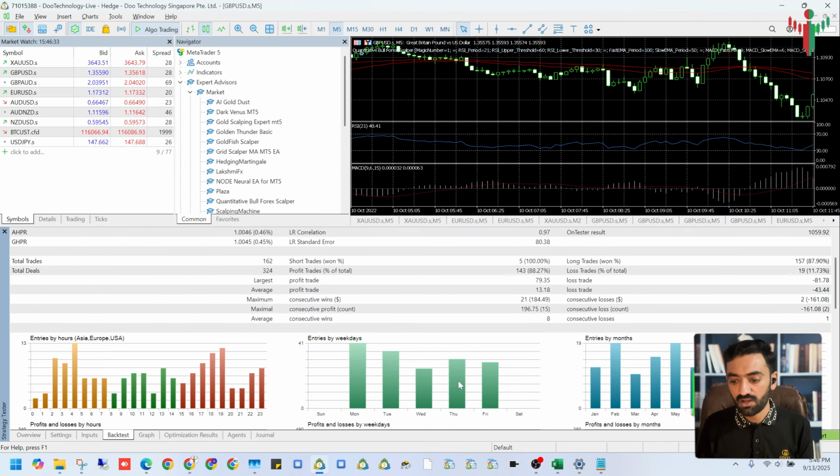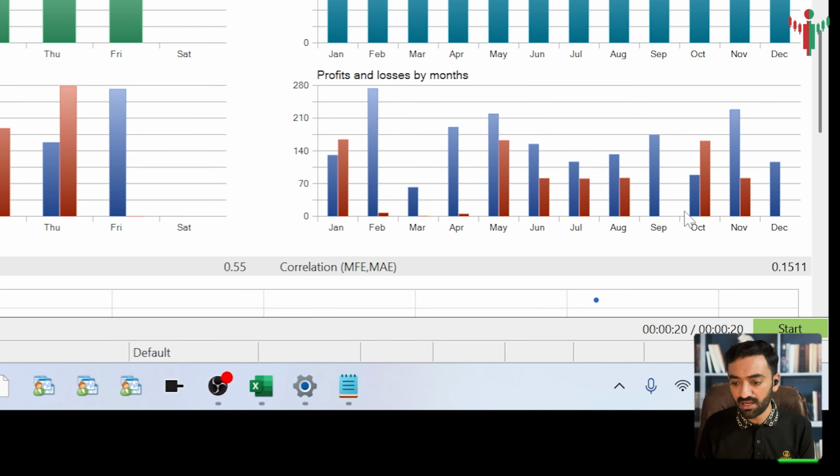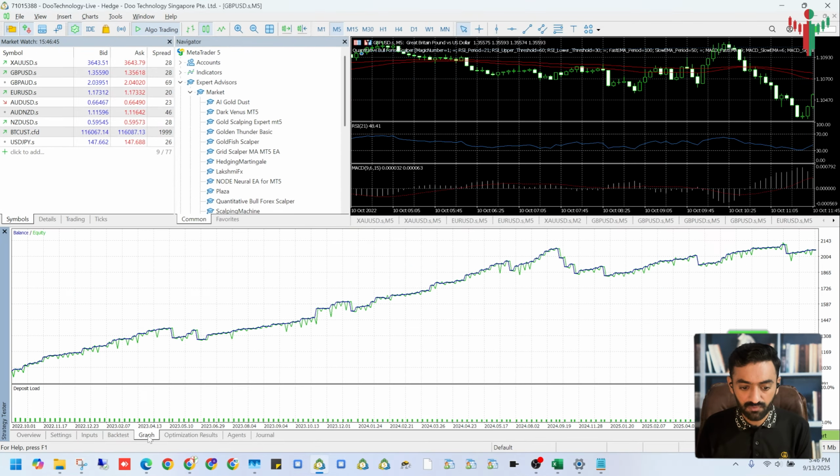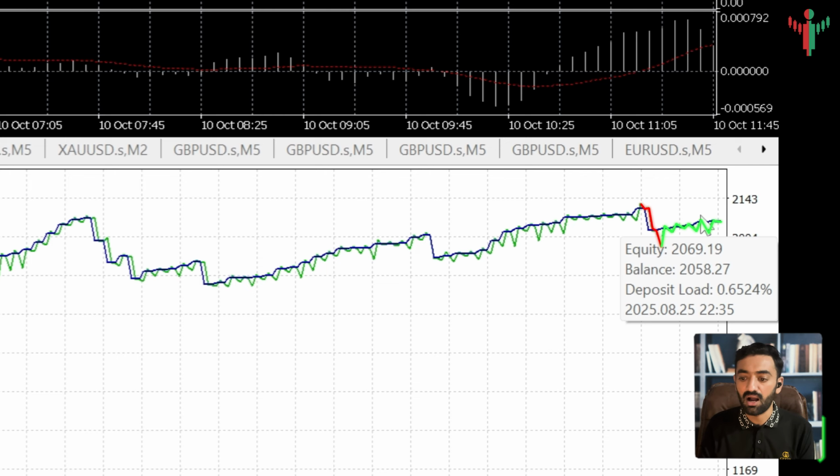You can pause the video here and read all these values. I will simply move down and check the profit and losses by months. Here January and October were not good months, because if you see in the graph, in October it goes down. Here it hit a SL and then started going upward.